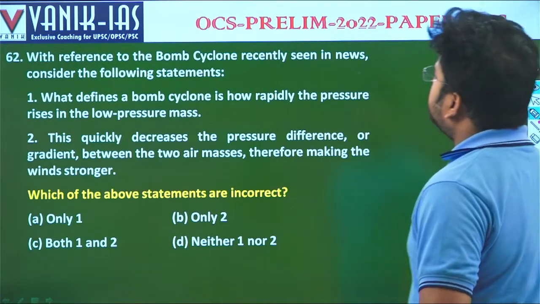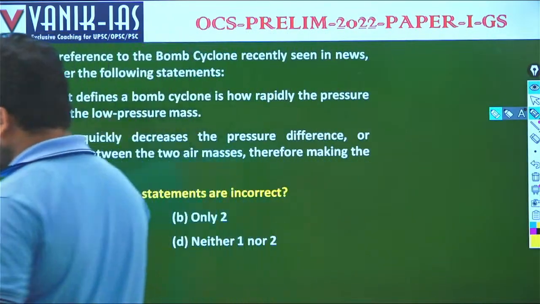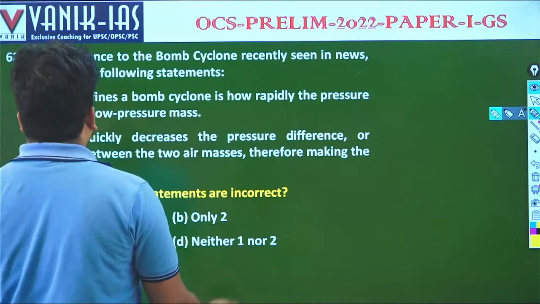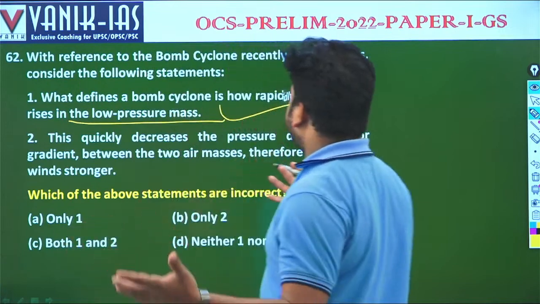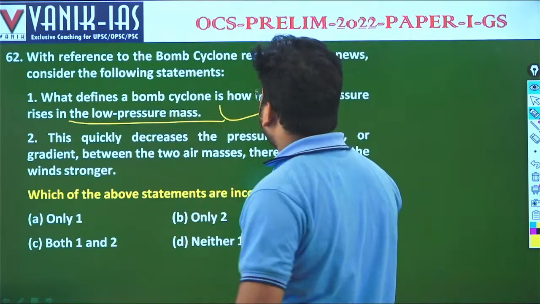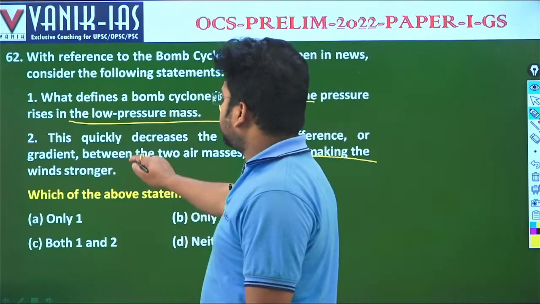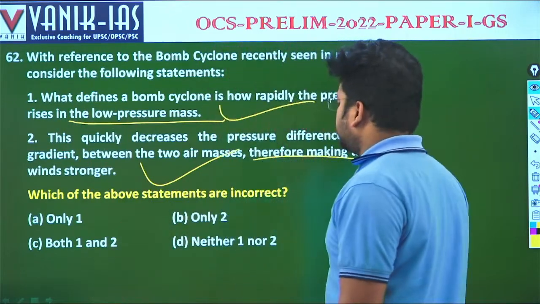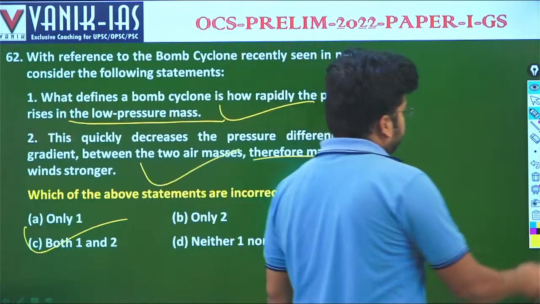Consider, with reference to bomb cyclone, recently in the news. What defines a bomb cyclone is how rapidly the pressure falls in the low pressure mass. It quickly decreases the pressure gradient and thereby makes the wind stronger. It's like a bomb, it will explode, so that will change the gradient. So both the statements are right. This is a geographical phenomenon, the bomb cyclone.